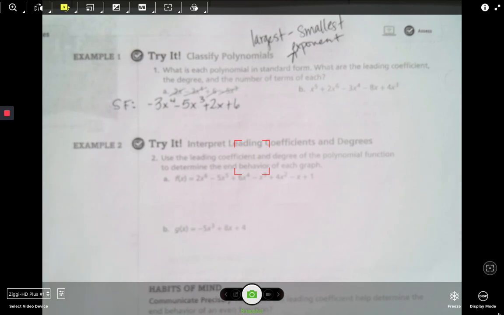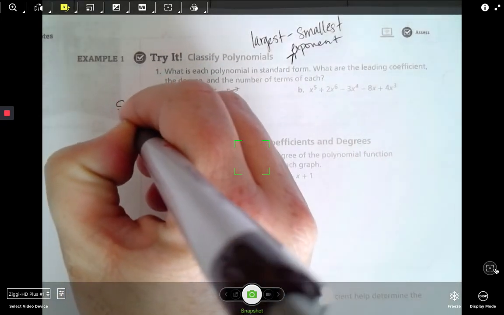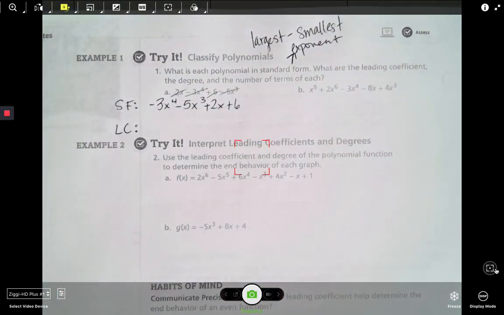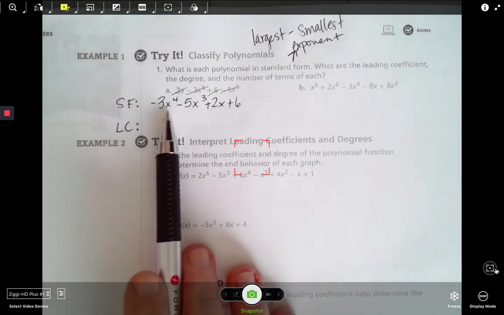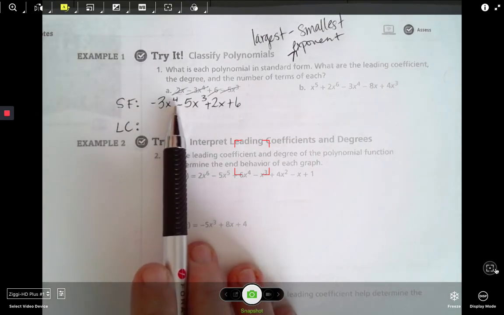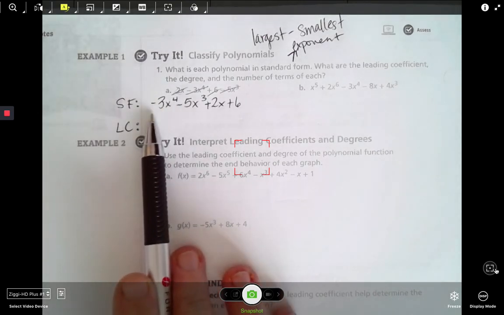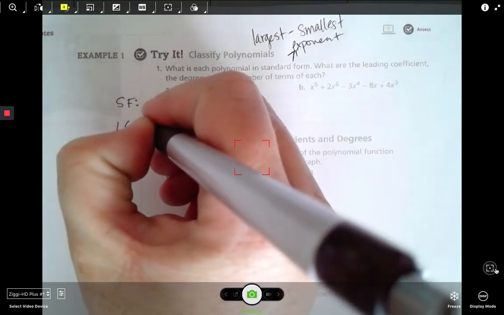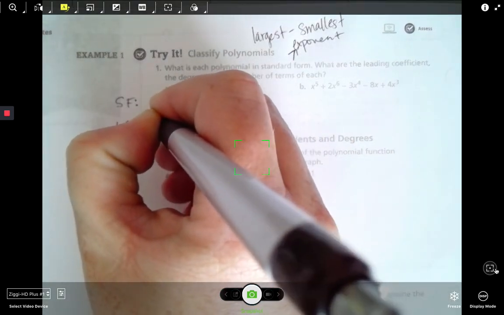Next thing they ask us for is our leading coefficient. So I'm going to write LC. Leading coefficient, that was a vocabulary word. It said it is the non-zero term that is multiplied by the greatest power of x. Well, what's our largest power of x here? What's our biggest power of x? That'd be 4, right? Well, what number's in front of x to the 4th? Negative 3. So that's my leading coefficient, negative 3.